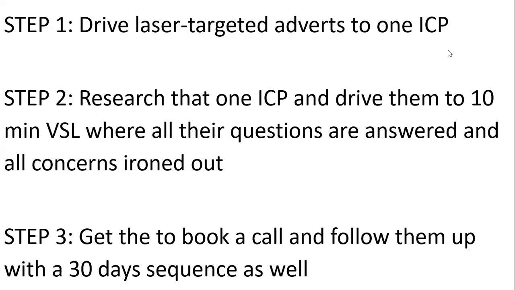Now, once you've done that, because you are selling something that is within the price range of maybe 100K to 500K to 1 million, or something within the price range of $1,000 to $10,000, it could even be $500, you are selling something that is premium. Then you have to research your ICP. And when you've researched your ICP, you know what makes them tick. Then we'll go to step two. Of course, you must have researched them before doing your adverts in step one.